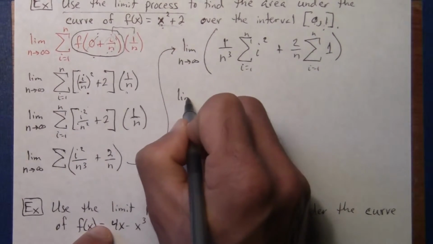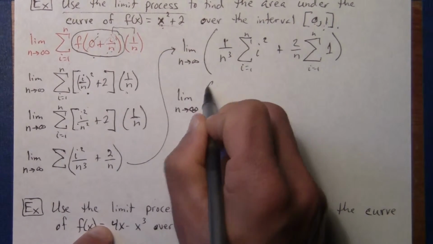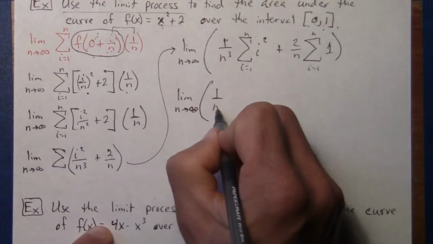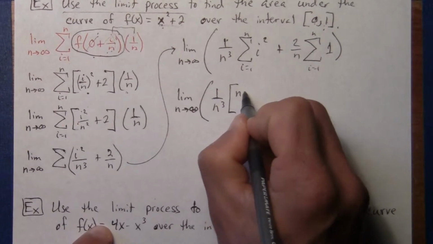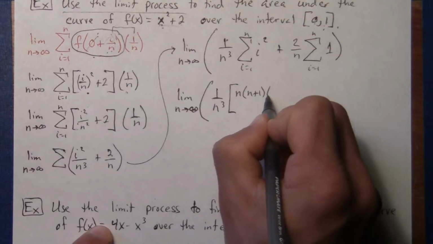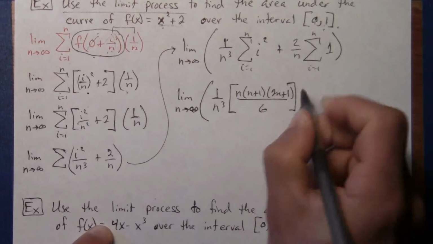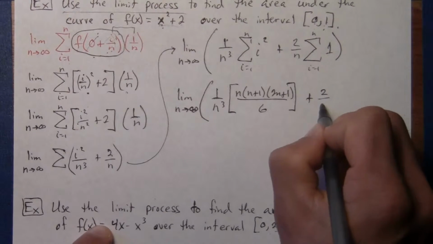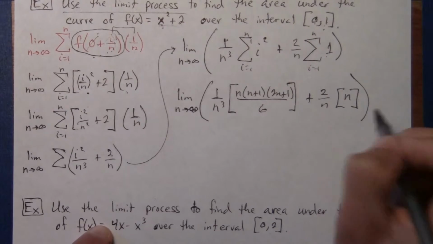So now I'm looking for the limit as n approaches infinity of 1 over n cubed, and now I can use my formulas to change this into n plus 1, 2n plus 1, all over 6, plus 2 over n times just n, because this is a constant.